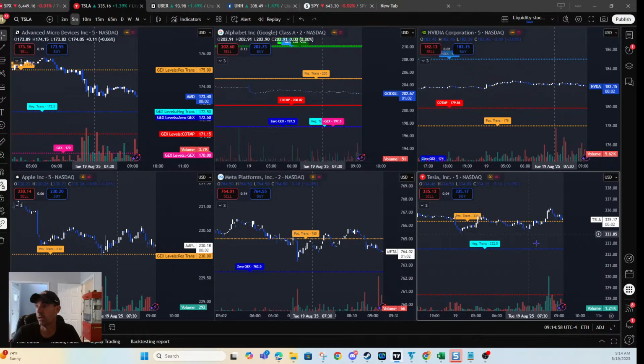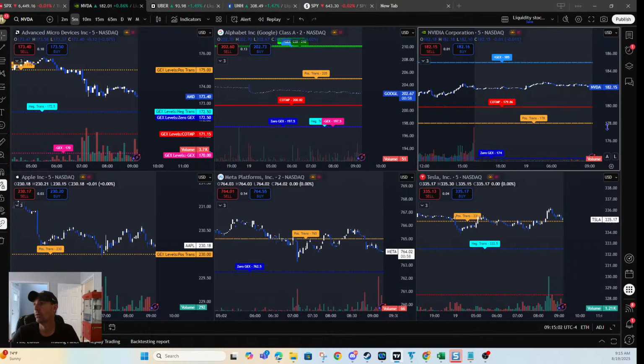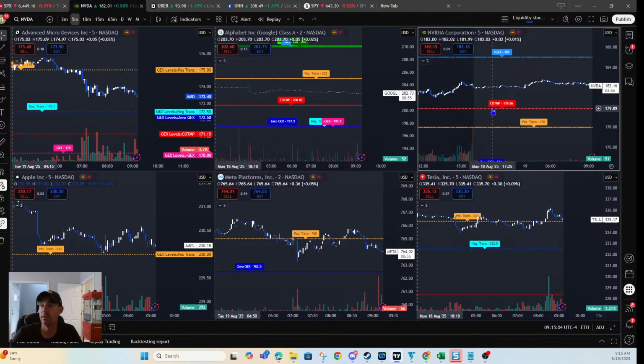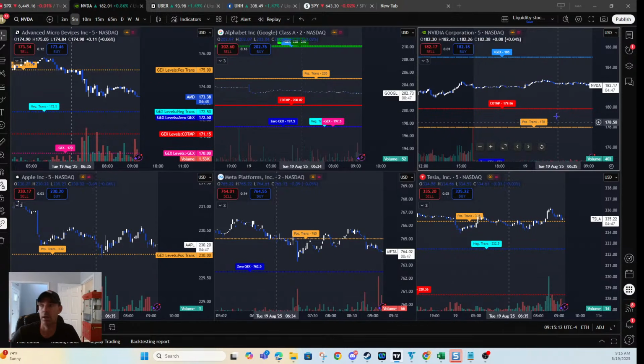Possibility for a long there on a pullback. Nvidia plus GEX 185, we see COTMP. This is many times where we see a monetization of out of the money puts become in the money. And then we see P-Trans 178. So really kind of a wet sponge area that we'd want to watch on a pullback on Nvidia.